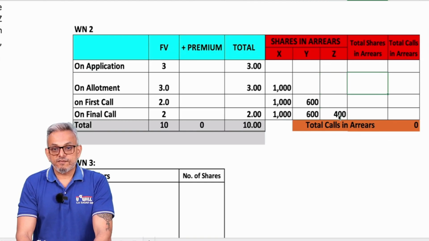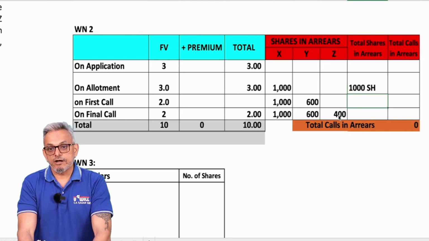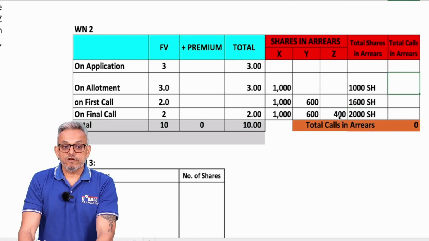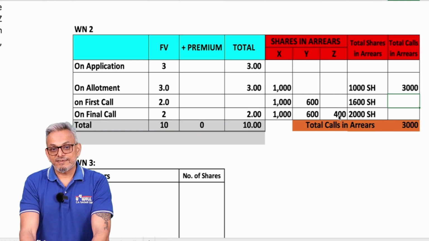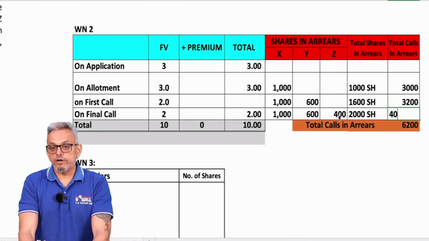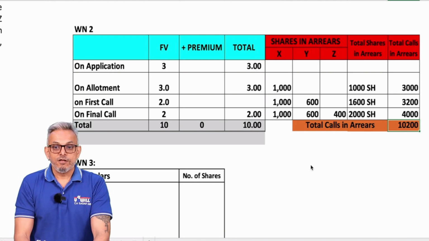I'll extend the working. So, on allotment for 1,000 shares, we did not get the allotment. On first call, on 600 shares, we did not get the call. And on final call for 2,000 shares, we did not get the final call. So, we'll also calculate the amount. Now, 1,000 shares into 3 is rupees 3,000. 1,600 into 2 is 3,200. And 2,000 shares into 2 is 4,000. So, total calls in arrears is 10,200. We'll use this amount in the notes to accounts.